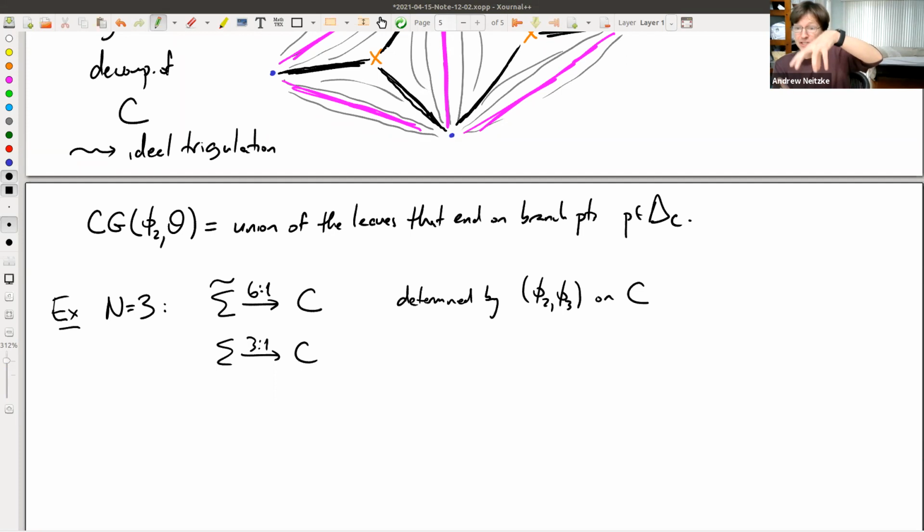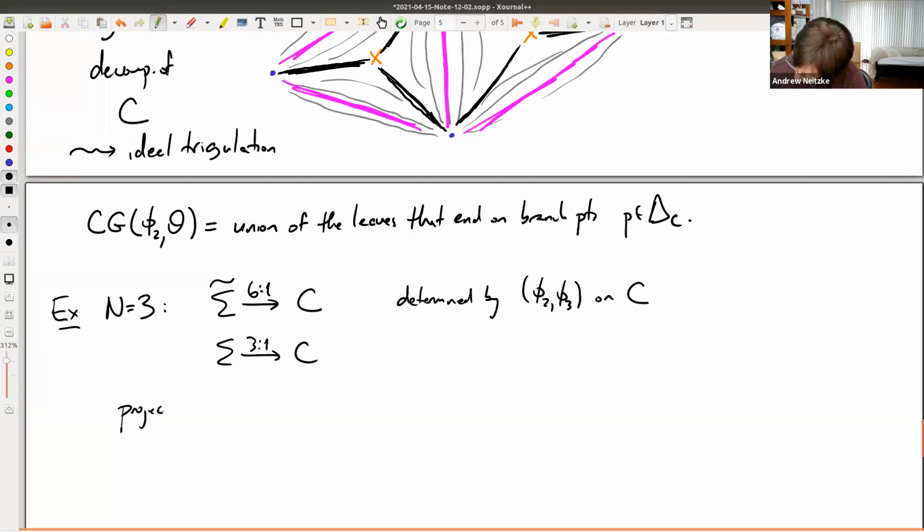Suppose I project that foliation down to the base curve. What I'm going to see is, a priori, you would say locally I should see 6 foliations. But again, there's this Z2 action, which reduces it to just 3 unoriented foliations. So let's project the foliation f theta from sigma twiddle to C.